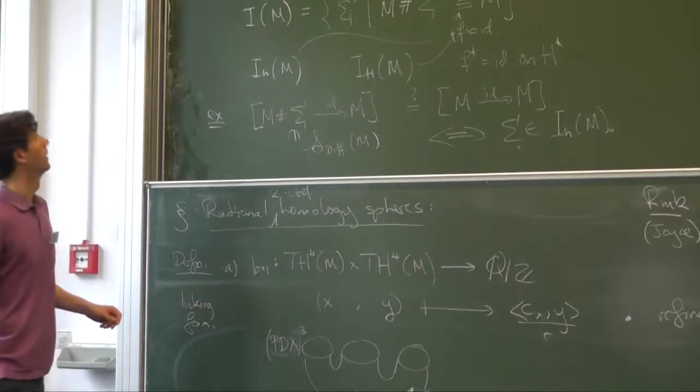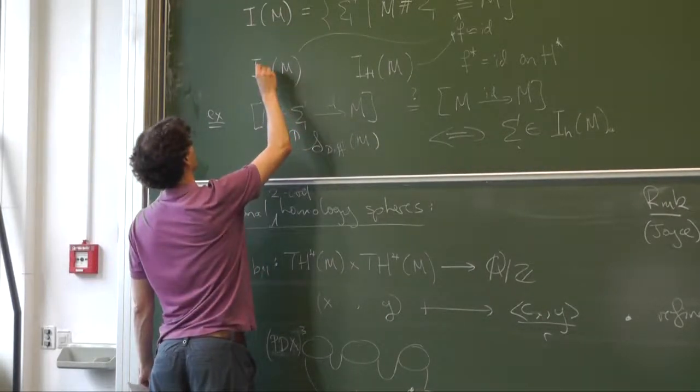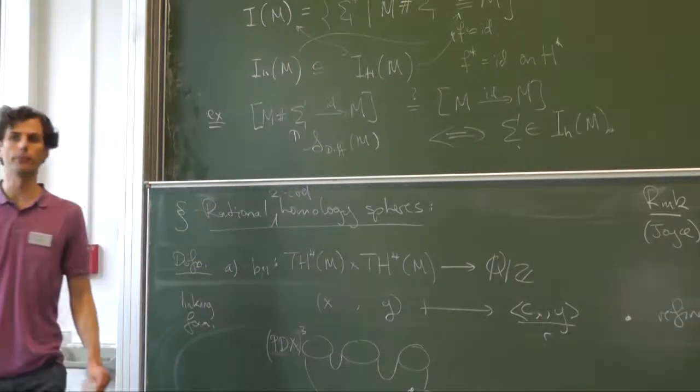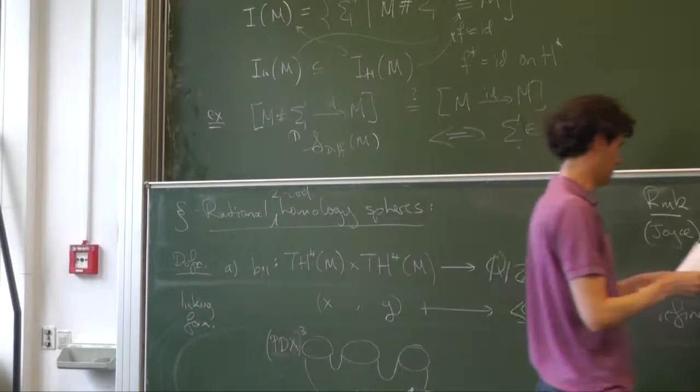But in general, there are obvious inclusions here. I've drawn it in the wrong way, haven't I? Okay. So this includes into this, includes into that. These inclusions can all be made proper inclusions. So there's no reason for these different flavours of inertia to be the same.